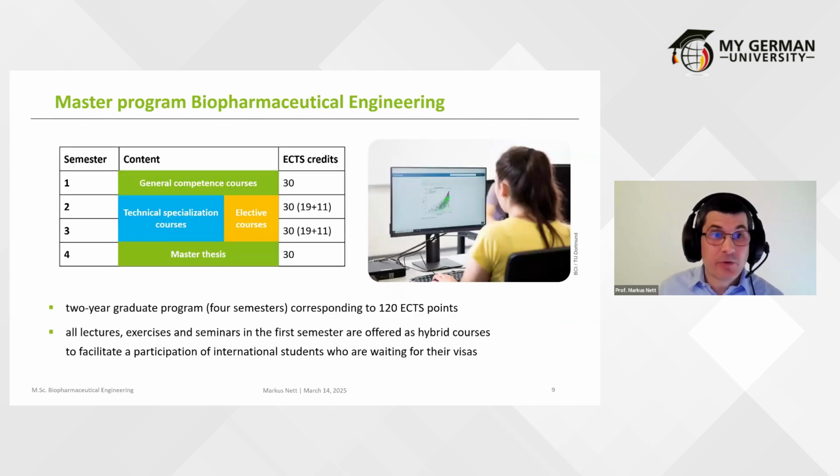Now, the entire study program takes 2 years or 4 semesters, including the master thesis. And in the first semester, you will attend some general competence courses, which are mandatory. And these courses introduce you to process dynamics and control, to the thermodynamics of pharmaceutical systems, as well as to cell and tissue reaction engineering.